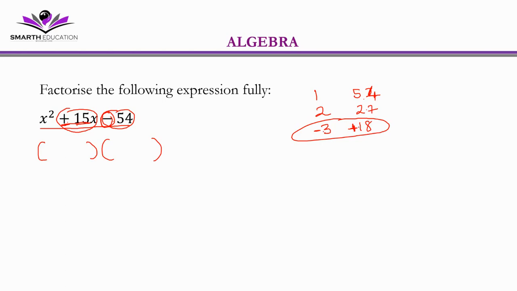Right, so positive 18 minus 3 will get positive 15. Then positive 18 times negative 3 will get negative 54. So these are the factors we're looking for. So it becomes x minus 3 and then x plus 18. We have factorized fully.